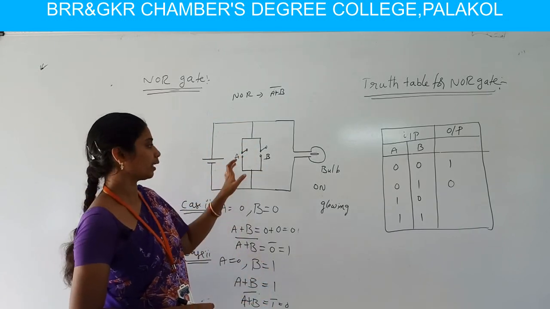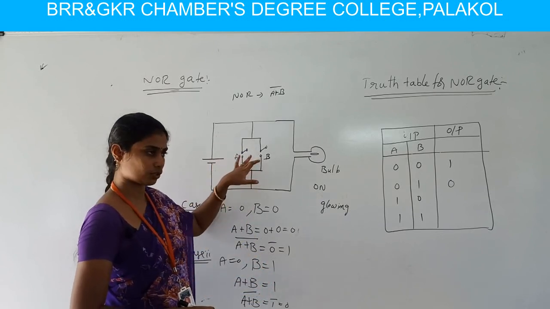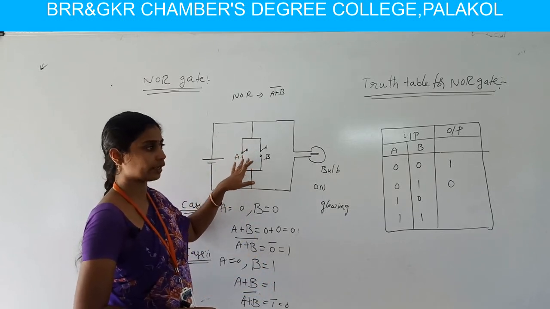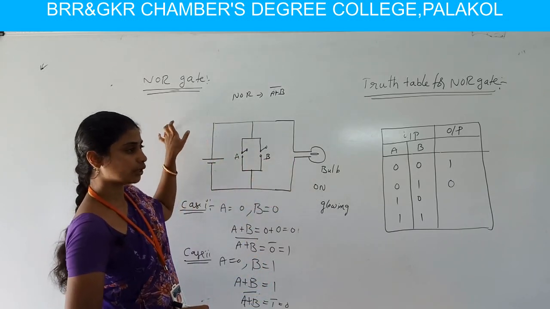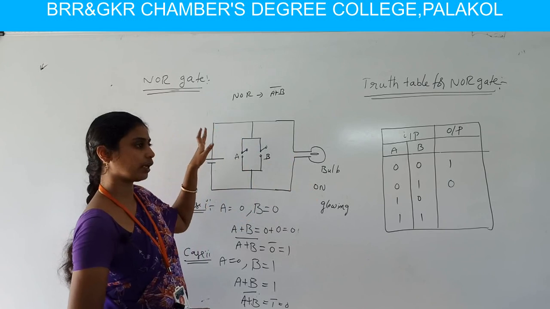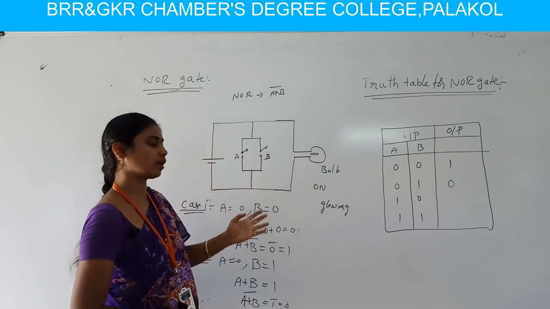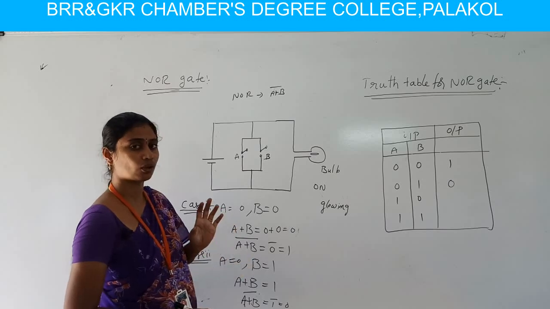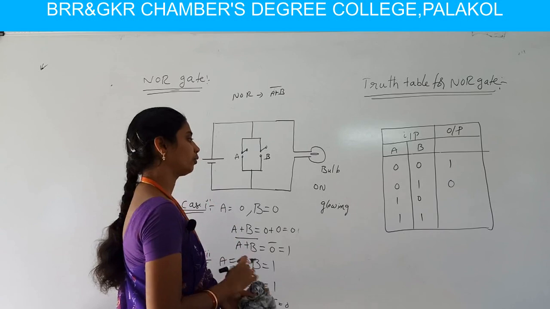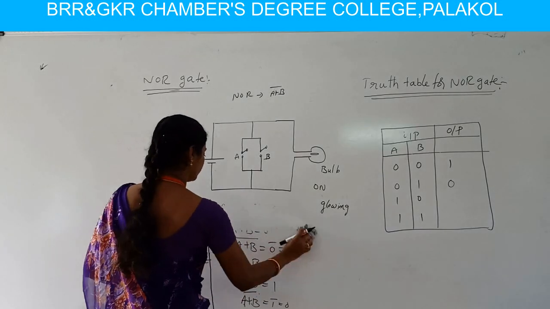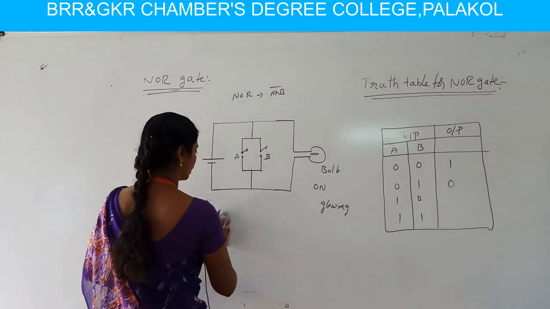It means the switch A is open but switch B is closed, current is conducting, but the bulb does not glow because this is an OR gate followed by a NOT gate. Then we have the NOR gate operation. In this state the bulb is not glowing, it means it is in off state, which is low logic state. Then we have case 3. I hope you are following this NOR gate by these 4 cases.